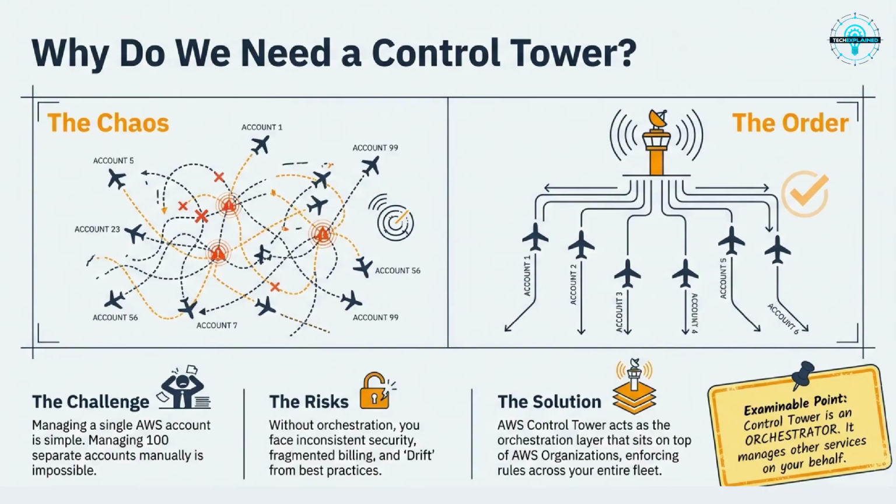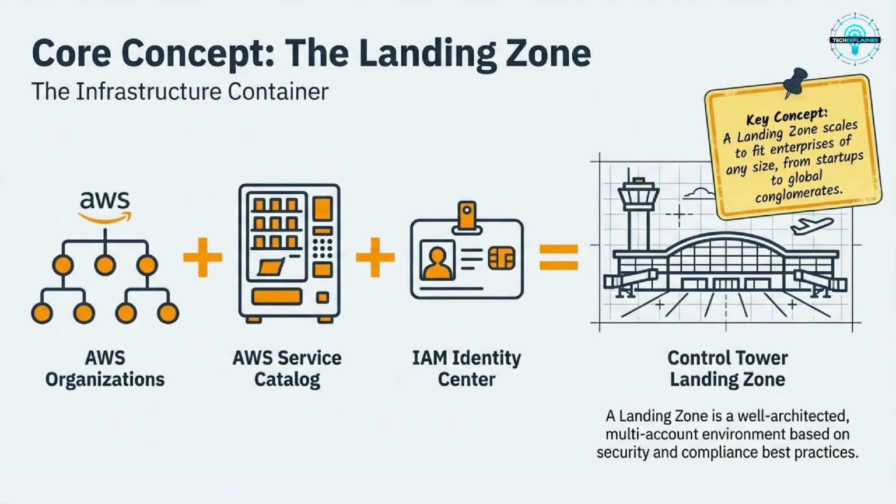AWS Control Tower is the solution. It gives you a centralized, governed, multi-account AWS environment built on best practices right out of the box. Think of it like air traffic control for your entire cloud. Instead of planes flying wherever they want, you've got a control tower making sure everything is organized, safe, and following the rules.